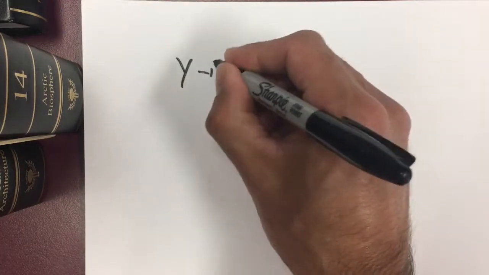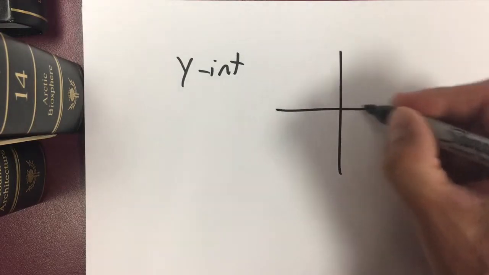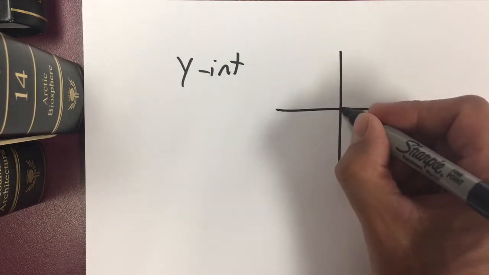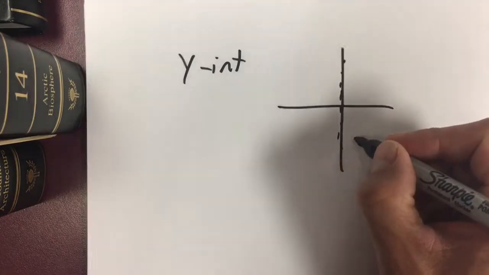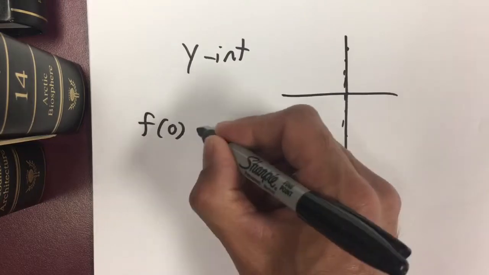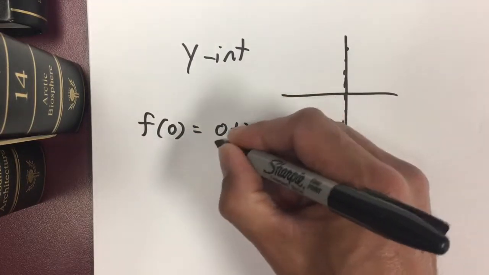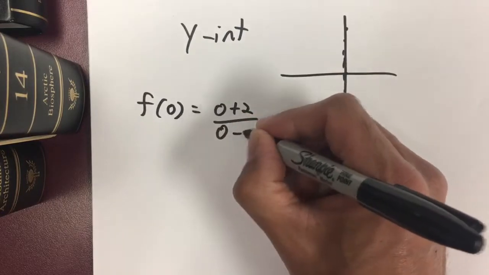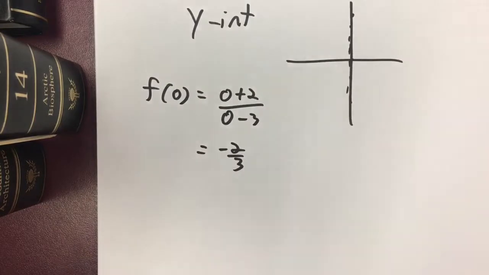And then the y-intercept. Remember, the y-intercept is the point where x is equal to 0. So somewhere along here where x is equal to 0. Since we're in function notation, we only need to evaluate f at 0. So that's (0 + 2)/(0 - 3). That's negative 2 over 3.